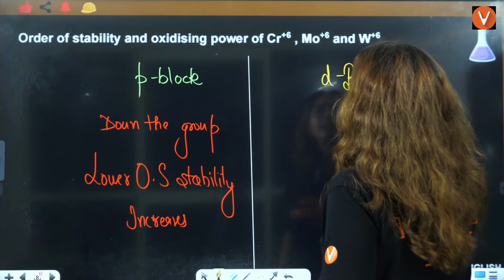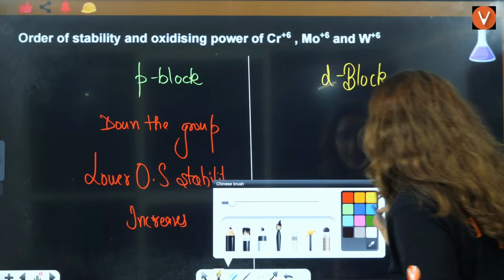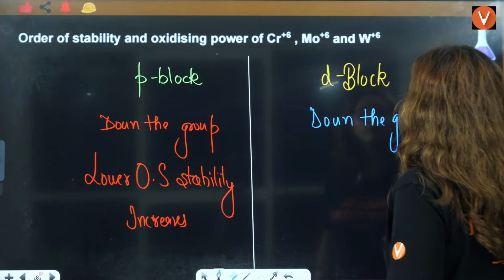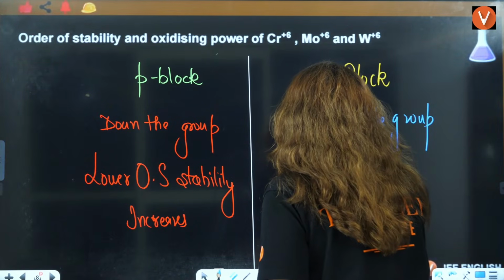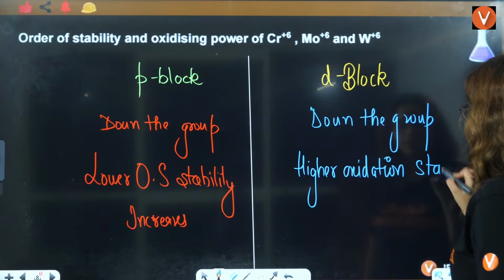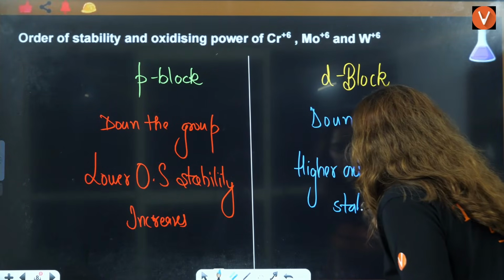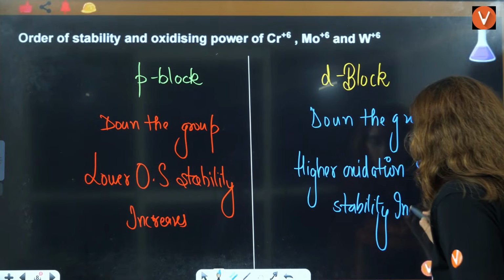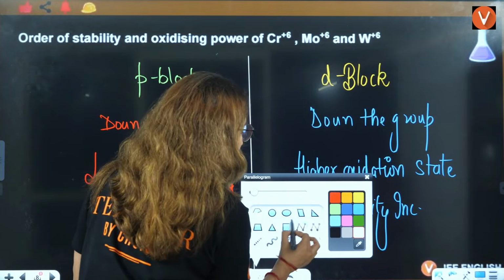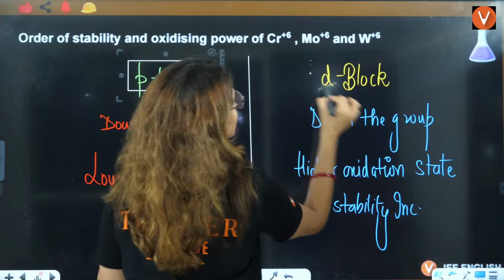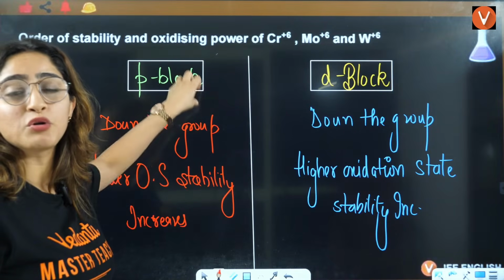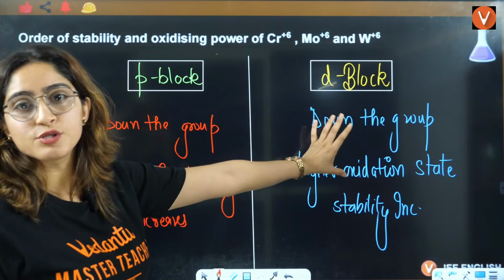it is entirely opposite. In D block, down the group, higher oxidation state stability will increase, right? That thing you should remember, that is the difference in P block and D block. This is in P block, this is in D block. When we study P block, I'll tell you this particular thing in detail, how they ask you questions based on this concept. Now let's see in D block how they ask you the question, okay?